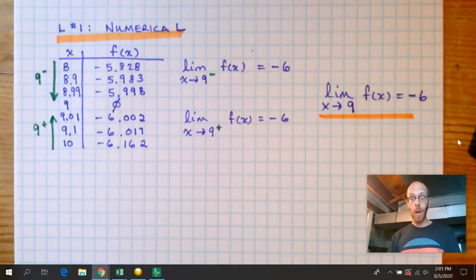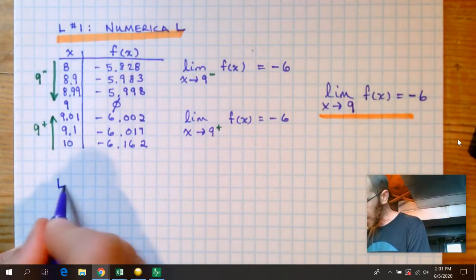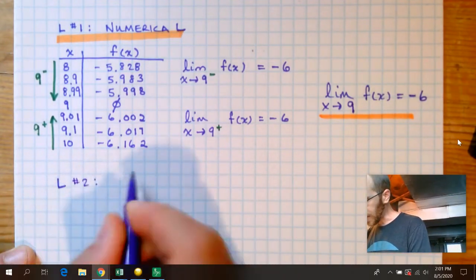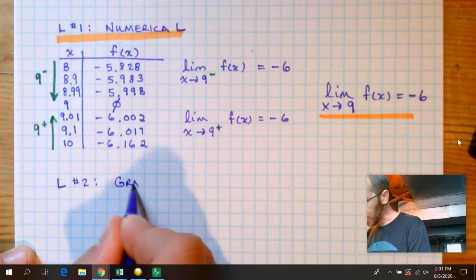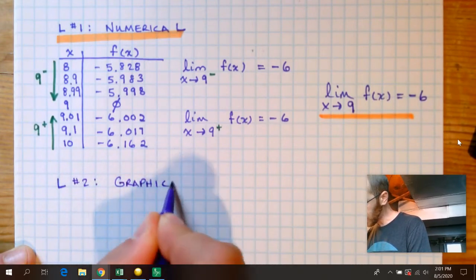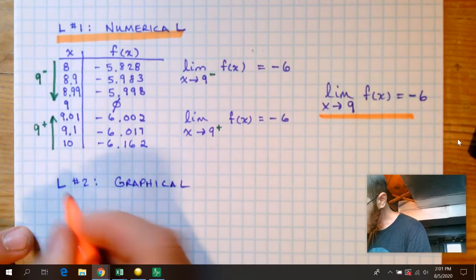All right, so we've seen the numerical approach. I told you there would be 3 ways to take it to the limit. Here is the second one. Limit number 2, we could take a graphical approach.